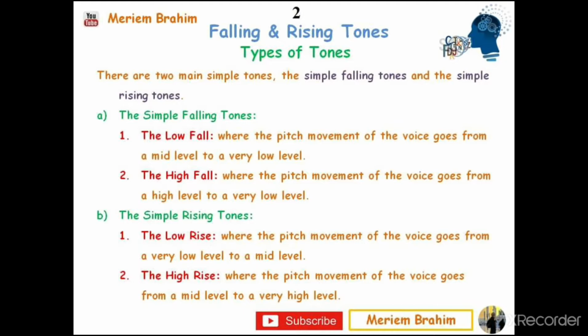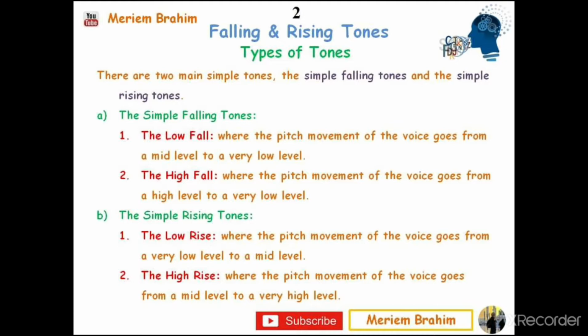The low fall is where the pitch movement of the voice, or our voice, goes from a mid-level, a medium level, to a very low level. The second type of the falling tones is called the high fall, where the pitch movement of the voice, simply our voice, goes from a high level, not a mid, from a high level to a very low level.